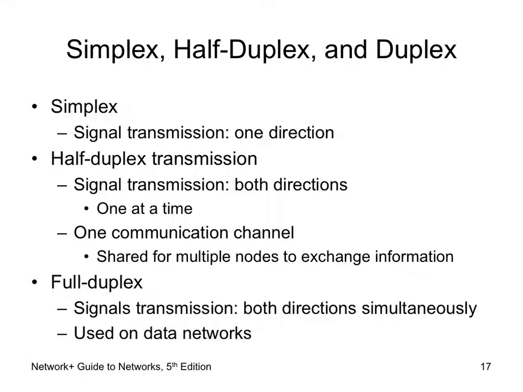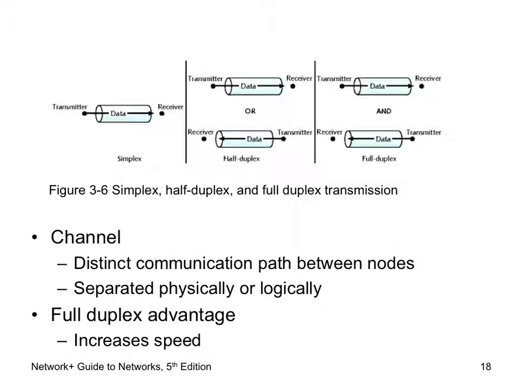So here's some different types of transmission we're going to talk about. Simplex, half-duplex, and full duplex. Simplex is basically single transmission, one direction. I'm sending something somewhere, okay? Half-duplex is a single transmission in both directions, one at a time, one communication channel shared from multiple nodes to exchange information. Full duplex is a signal transmission, both directions, all the time, used on data networks specifically today. So left, simplex, middle, half duplex, and right, full duplex, where everything's in full, receiving and sending continually. So the channel basically distinguishes between the different paths between the nodes.